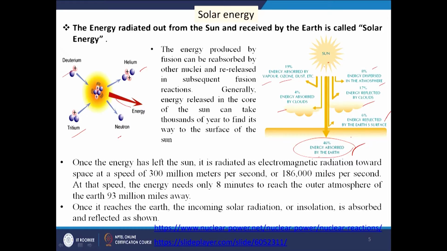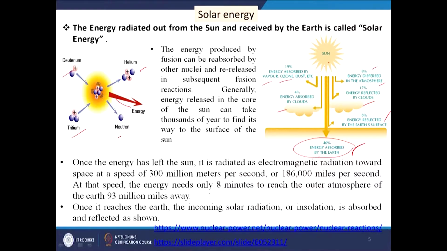Now, this energy comes to the earth in the form of radiation with a very high speed, and it takes 8 minutes to reach the outer atmosphere of the earth, which is 93 million miles away from the sun. So, this is the way the radiation reaches the earth's surface.